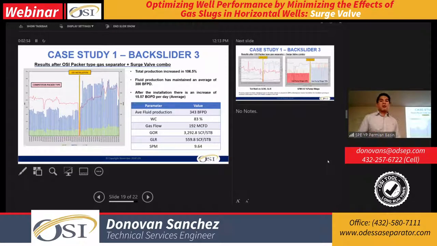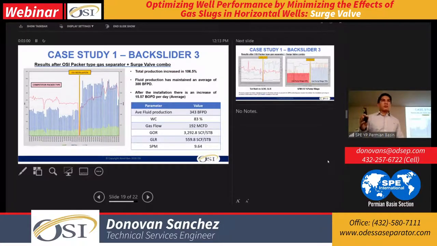106.5%, because before it was at about 164 barrels of fluid, total barrels of fluid per day. And now we were producing well over 300 average. And even though the gas went up, you will see that that can be seen as gas separation, because they do measure their gas from the backside as well as the tubing.